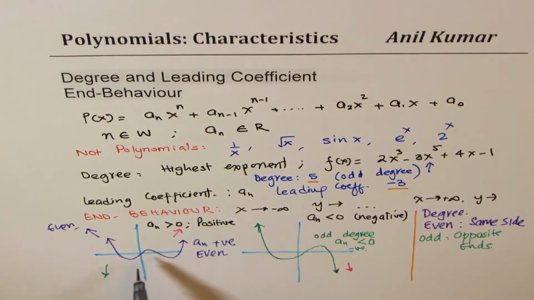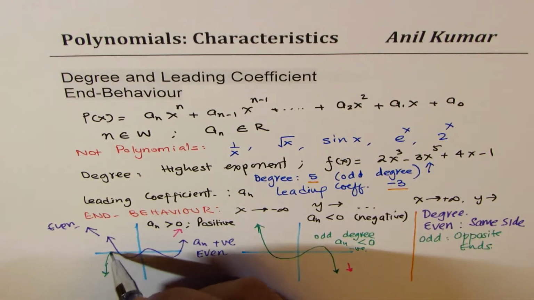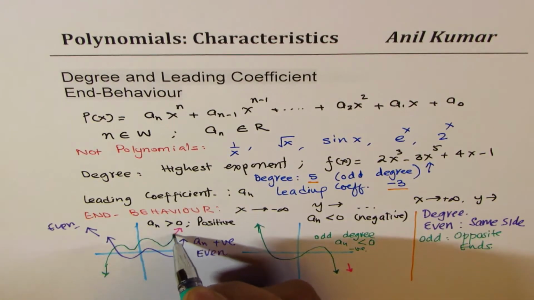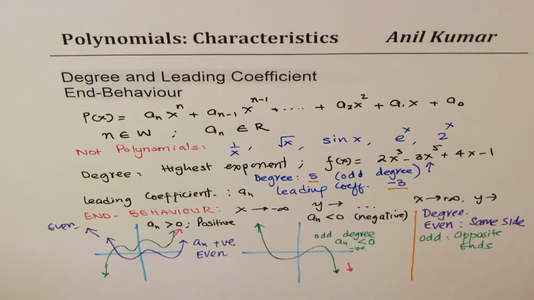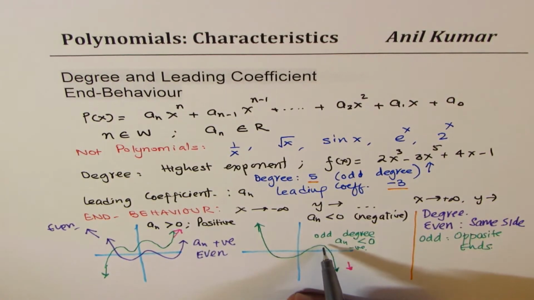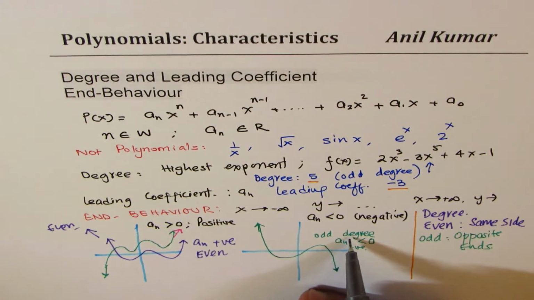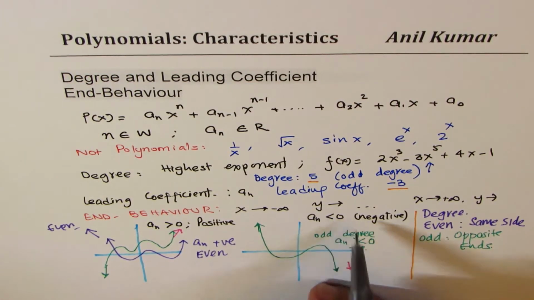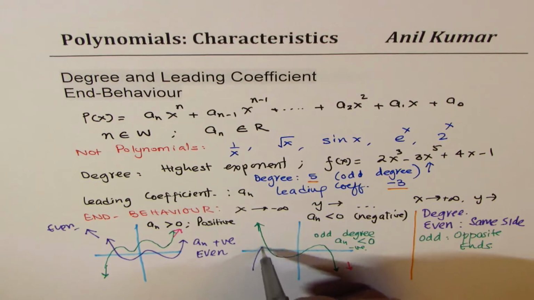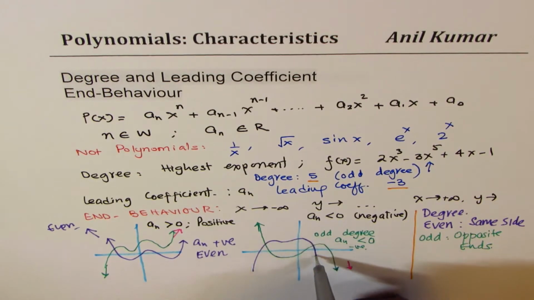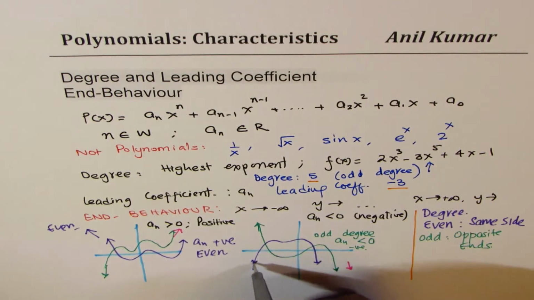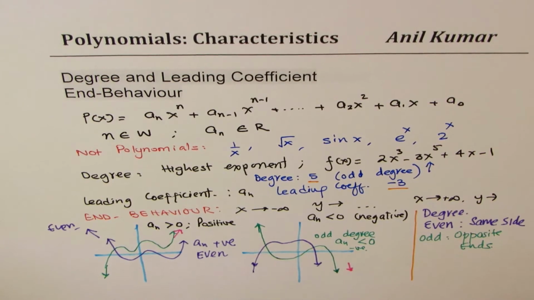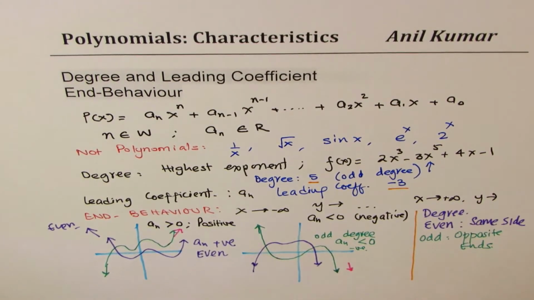Odd and even. If I have an odd function here, I should be sketching it kind of like this. Do you get an idea, right? And if I have to sketch an even degree function with negative leading coefficient, it may be kind of like this. You get an idea. Correct? So that is how it should be.